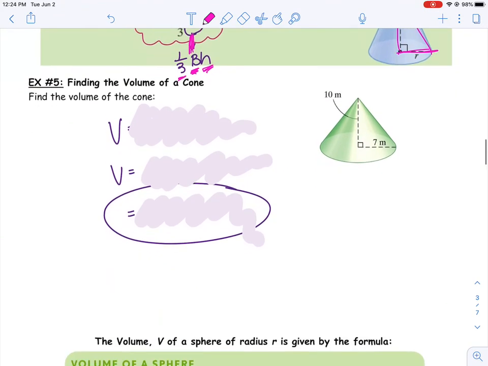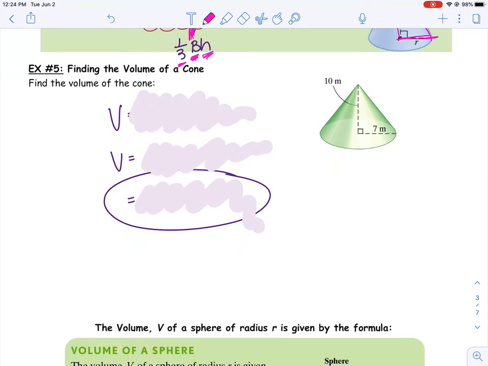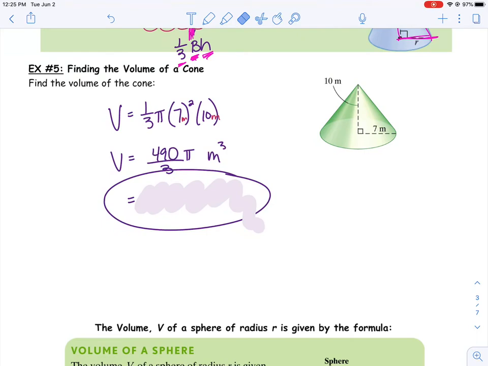All right, let's do an example here of a cone, just a basic example. If I give you this cone off to the side and I ask you to find the volume, we know that the volume of a cone is 1/3 pi r squared h. So I'm going to plug in my radius of 7 meters. I'm going to plug in my height of 10 meters. I'm going to multiply all of that out, and I got 490 over 3 pi cubic meters if I was doing it in terms of pi.